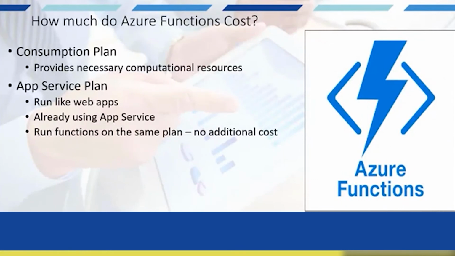Azure Functions has two pricing plans. With a consumption plan, when your function runs, Azure provides all the necessary computational resources. You don't have to worry about resource management, and you only pay for the time that your code runs. With the app service plan, you run your functions just like your web application. When you're already using the app service for your other applications, you can run your functions on the same plan at no additional cost.